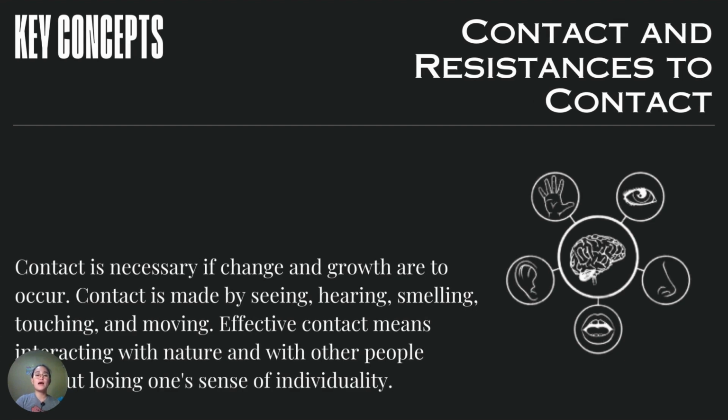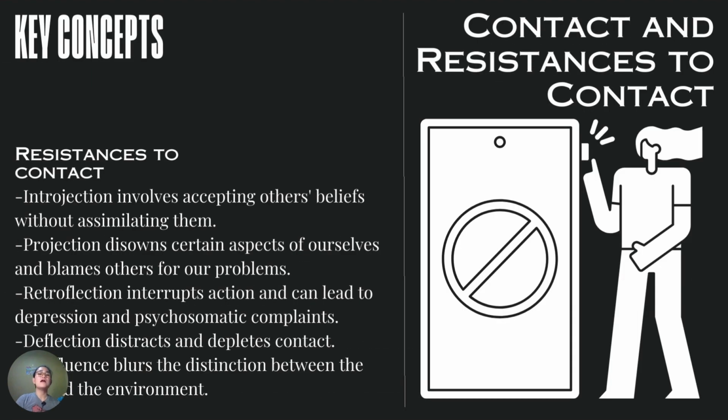Another key concept we have here is the contact and resistances to contact. Gestalt therapy emphasizes the importance of contact for change and growth, involving various forms of contact such as seeing, hearing, smelling, touching, and moving. Basically, all our five senses. Effective contact requires clear awareness, full energy, and the ability to express oneself. Barriers such as contact and withdrawal are necessary for healthy functioning. However, resistances to contact such as introjection, projection, retroflexion, deflection, and confluence can prevent us from experiencing the present fully.